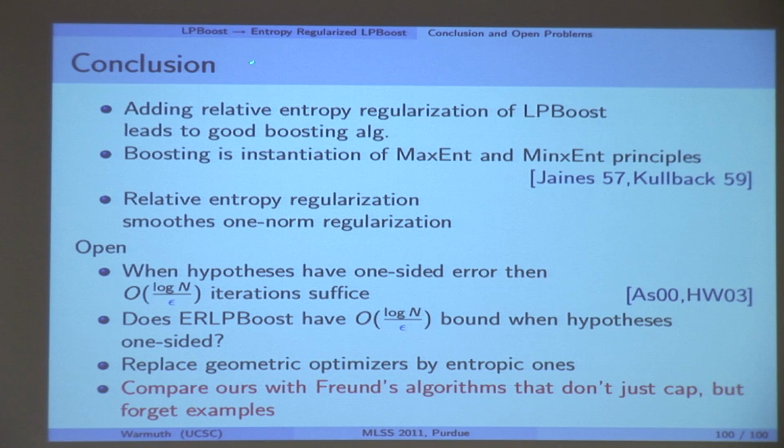Okay. Now, I mentioned that the 1 over epsilon squared is very bad, but it seems like if you have one-sided error, which means you're perfect when the example is positive, and you only have error when the examples are negative, or vice versa, only false positive or only false negative, in this context this many iterations suffice. But we don't know how to prove this kind of a thing for ERLP boost. We only know how to prove this kind of a rate in very, very special cases. Okay? I'd like to show that actually ERLP boost has that property. Essentially, entropy regularization exploits one-sidedness in some magical way. Very tricky goal, but I don't know how to do it yet.